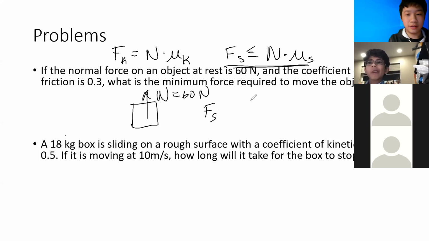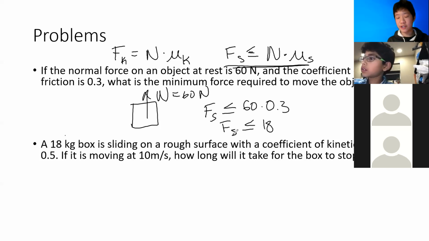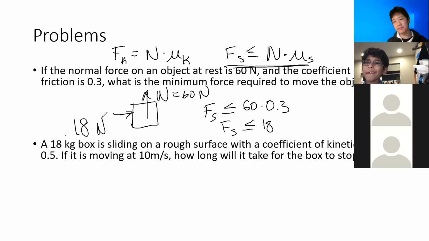Force of static friction is going to be less than or equal to my normal force, 60, times my mu s, 0.3. And that's going to be 18. So what does this mean? Well, my static friction force is going to be anything equal to or less than 18. So it's never going to be able to go over 18. Once my pushing force here exceeds 18 newtons, it's going to start moving. So all I need to do is exceed 18 newtons, or just be barely above 18 newtons. So I can just write 18 newtons, for simplicity's sake. That is the minimum force required for the box to move.